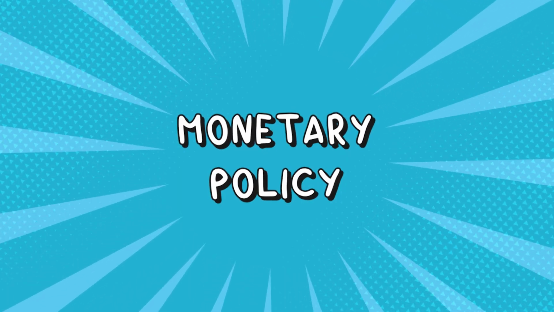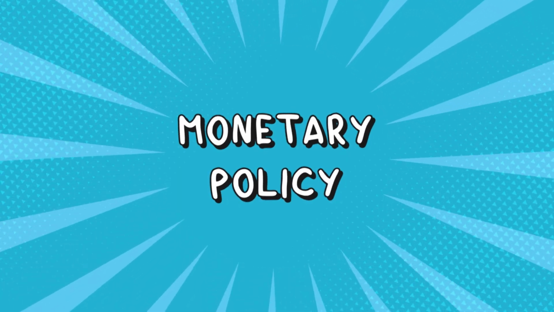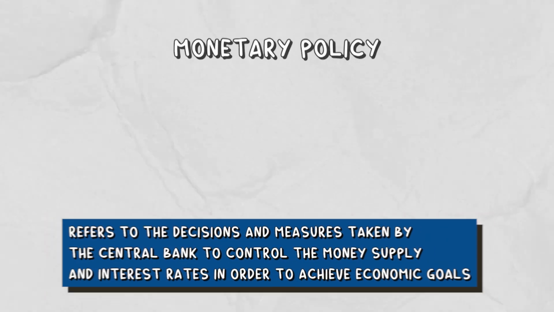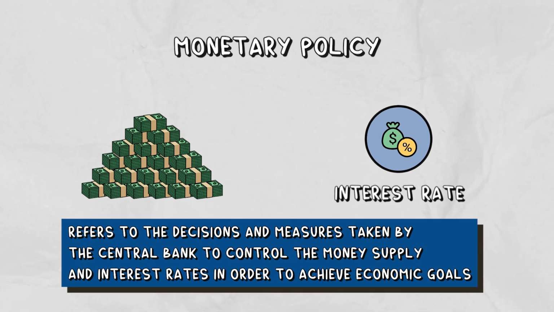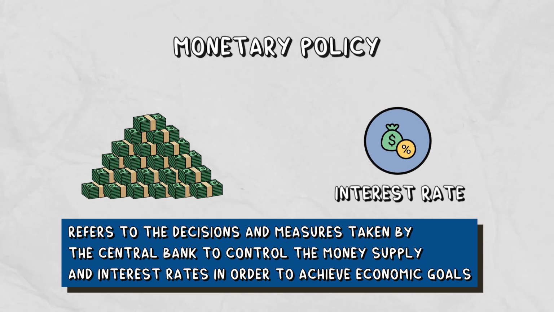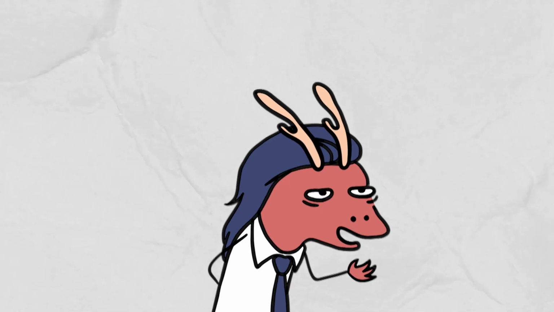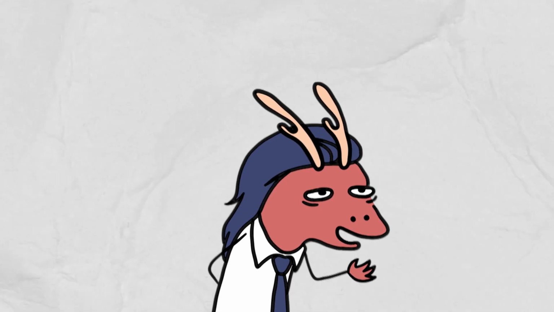Another important tool used by the government and central banks alongside fiscal policy to manage the economy is monetary policy. Simply put, monetary policy refers to the decisions and measures taken by the central bank to control the money supply and interest rates in order to achieve economic goals like controlling inflation, stabilizing exchange rates, and promoting economic growth. This policy directly involves money, interest rates, and reserve requirements.